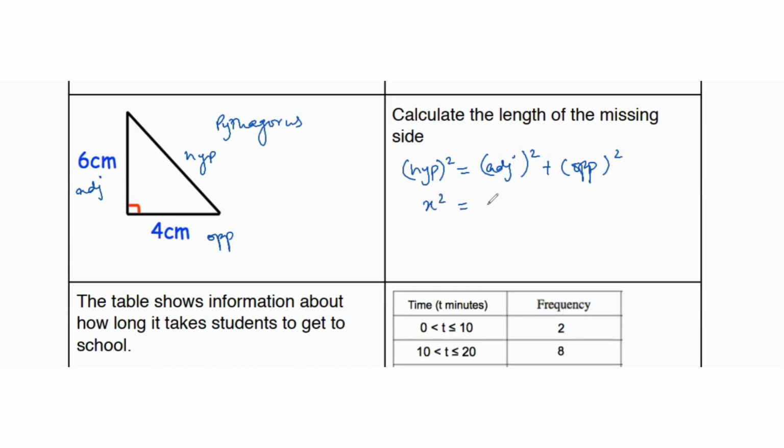So x square equals to 6 square plus 4 square. That's 36 plus 16, which is going to be 52. So x is going to be square root of 52 centimeters, which is basically 7.2.